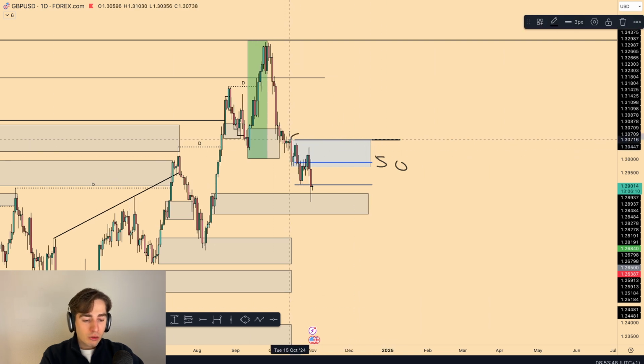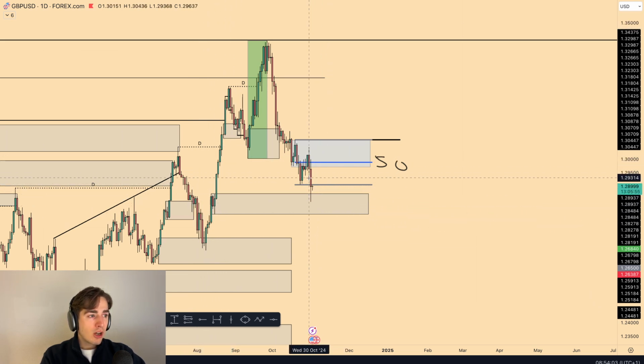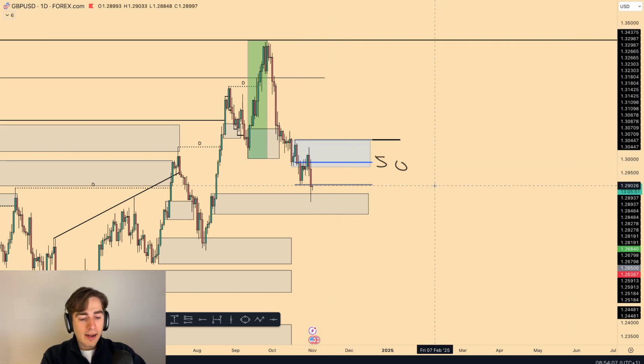We saw that the fractal structure was respected beautifully. So you can see push down, pull back towards that 50% mark, which we explained in yesterday's video, and then a further sell-off towards the downside, with the market now reacting to this area of demand. So I would not be surprised to see a further push up before NFP, and then let's keep an eye on what will happen from there.